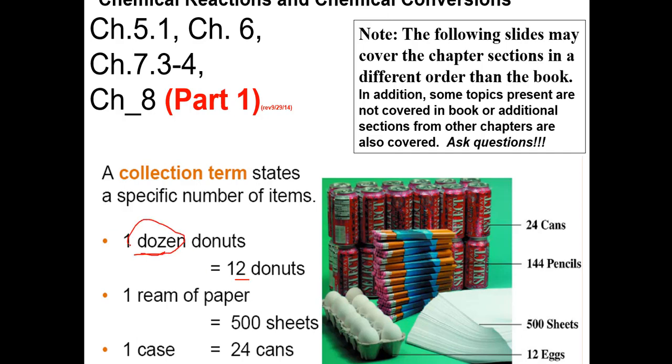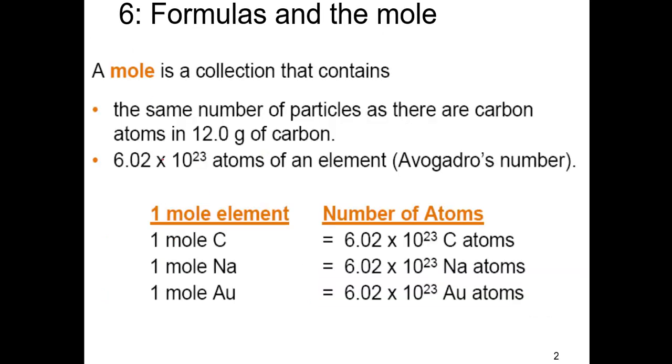Now the collection term can be used for anything. So 1 dozen eggs can be 12 eggs. 1 dozen pencils can be 12 pencils. What we're going to be using in chemistry land is the collection term mole. So 1 mole of a substance is equal to 6.02 times 10 to the 23rd atoms. That is not a typo. That is over 20 zeros added to this number, which is amazing. So this is our favorite chemistry collection term that we're going to be using.